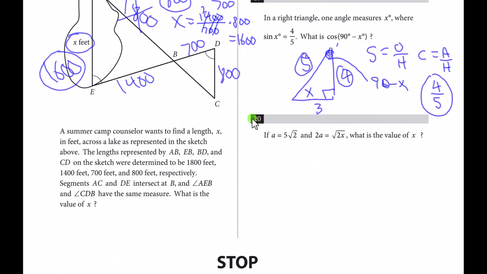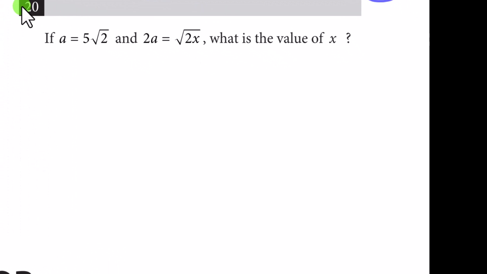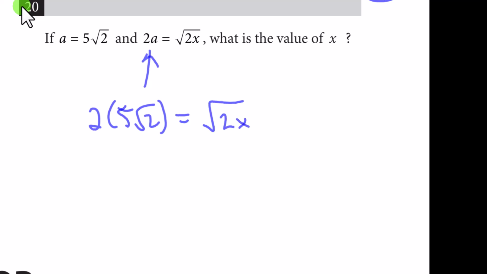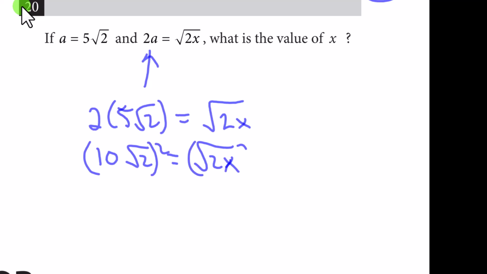Question 20. a equals 5√2 and 2a equals √2 x. So we're going to go ahead and use this equation here. 2 times 5√2 is equal to √2 x. That's going to give us 10√2 equals √2 x. We're going to go ahead and square both sides. So you have 100 times 2 equals 2x, and divide both sides by 2, x equals 100.